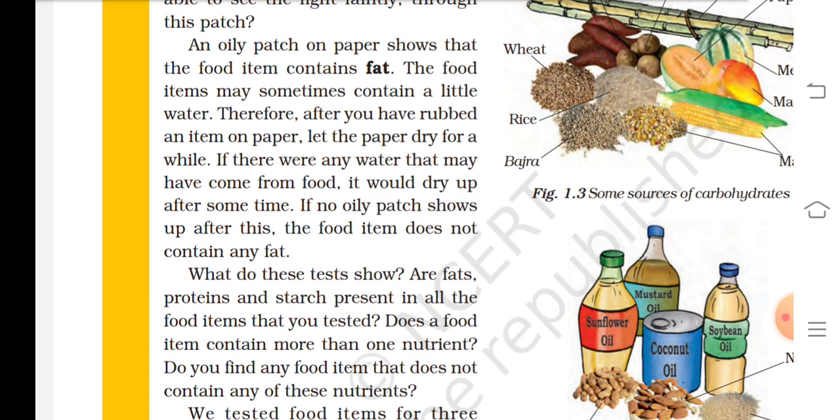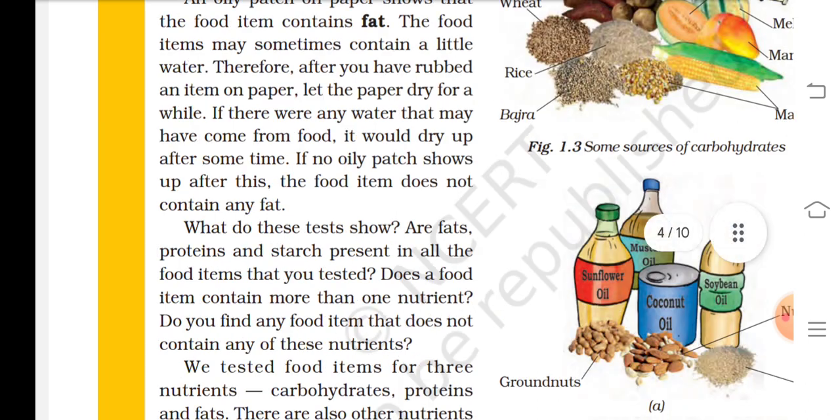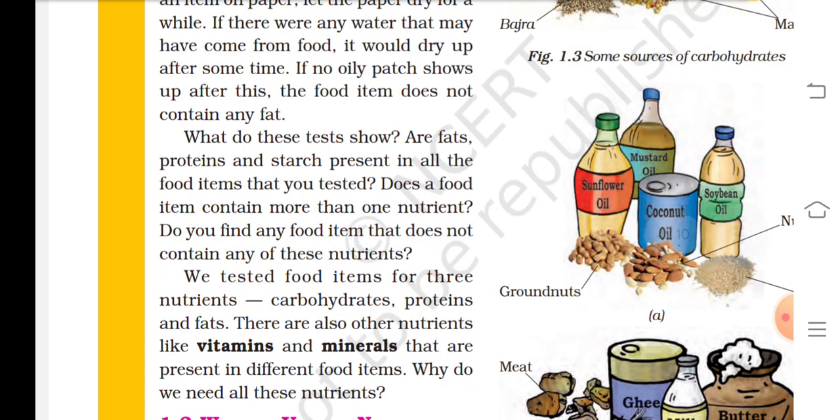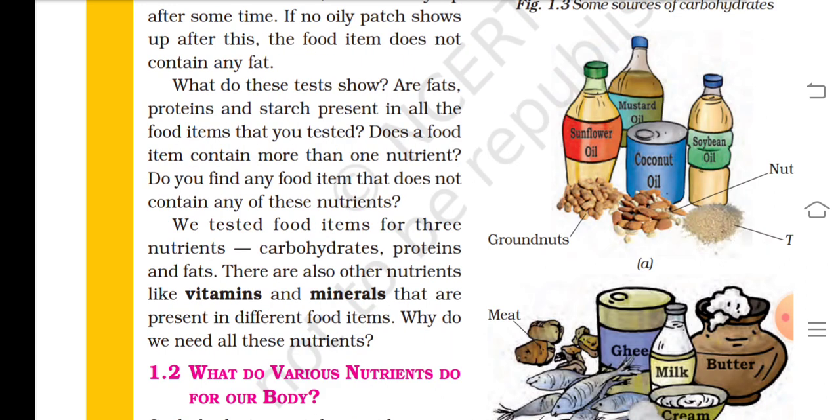The food items may sometimes contain a little water. Therefore, after you have rubbed an item on paper, let the paper dry for a while. If there was any water that came from the food, it would dry up. After some time, if no oily patches show, the food item does not contain any fat. What do these tests show?